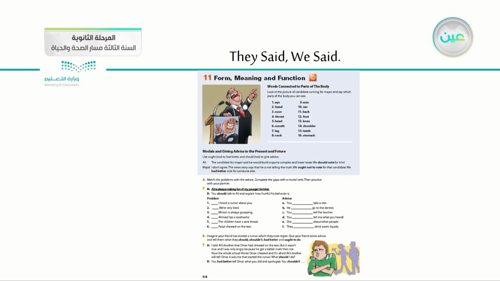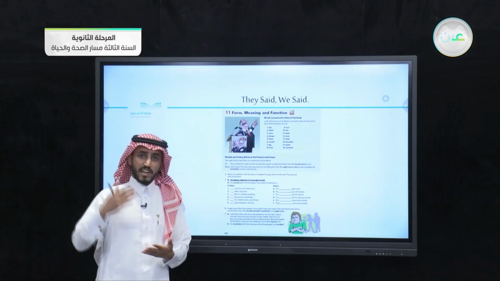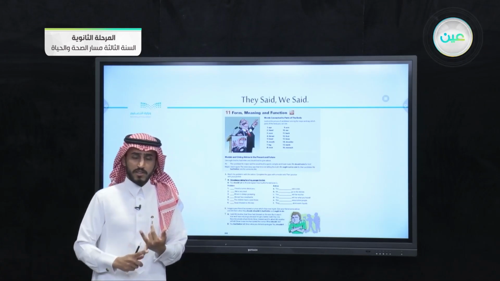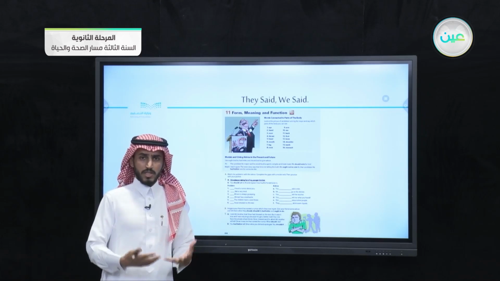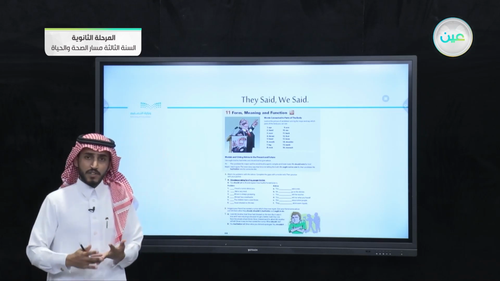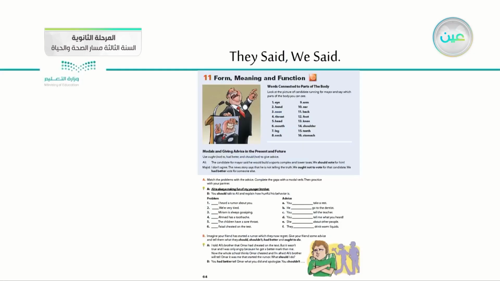Today on page 64, we have the 11th lesson in this unit, which is form, meaning, and function. Our lesson today is divided into 3 parts. In the first part, we will talk about the human body parts. After that, we will talk about modals and giving advice in the present and the future. And after that, we will talk about the usages of modal verbs.